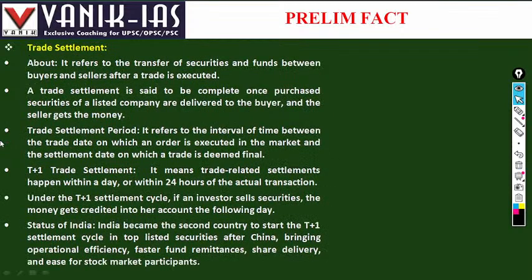Trade settlement refers to the transfer of security and funds between buyers and the seller after a trade is executed. A trade settlement is said to be complete once purchased securities of a listed company are delivered to the buyer and the sellers get the money. Trade settlement period refers to the interval of time between the trade date on which the order is executed in the market.